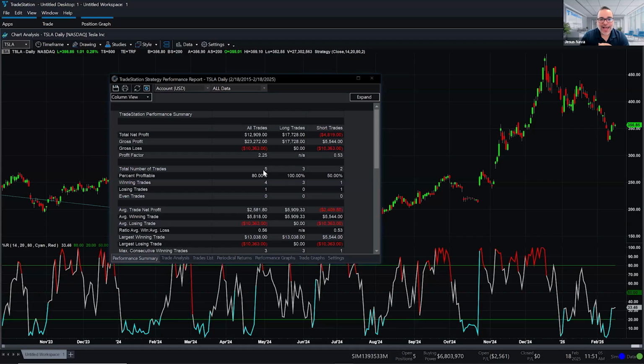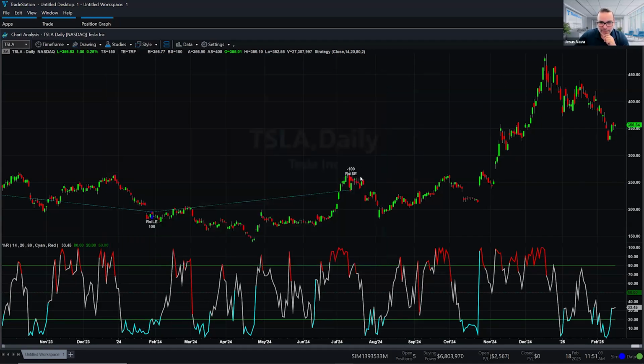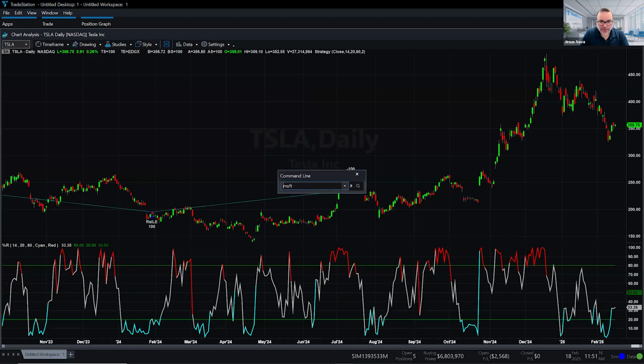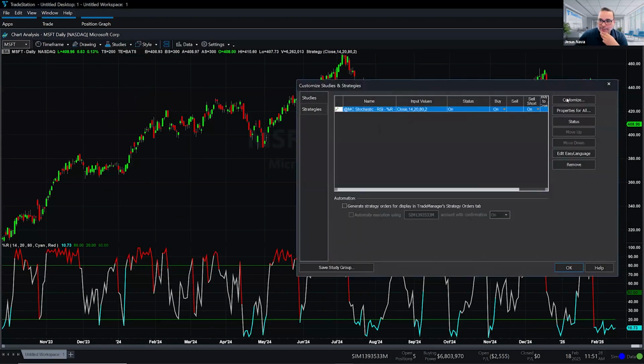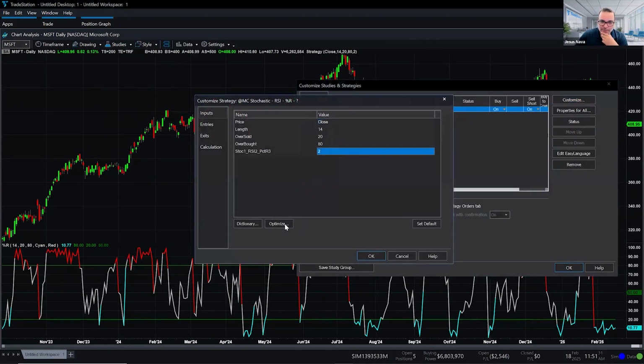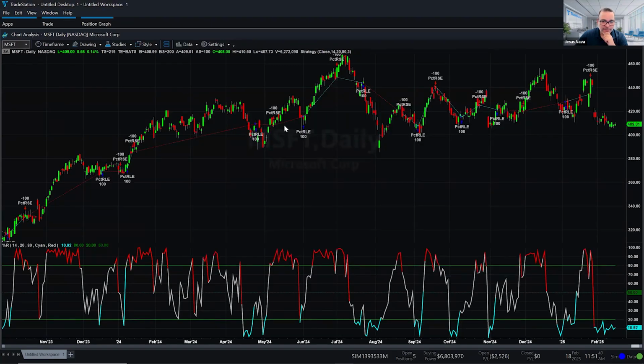Does that make sense? So yes, RSI in this particular case is the one that fits better on the historical movements of Tesla. If I were to change, for example, this to Microsoft, all the signals were gone. It doesn't mean that the strategy was removed. I'm going to go here to studies and edit strategies, and I'm going to customize this, and I'm going to optimize one more time, 1 to 3, increments of 1.